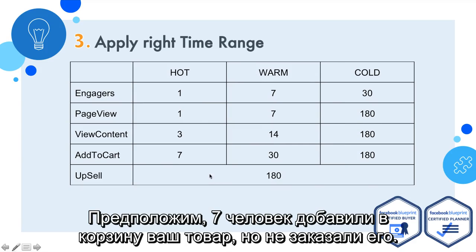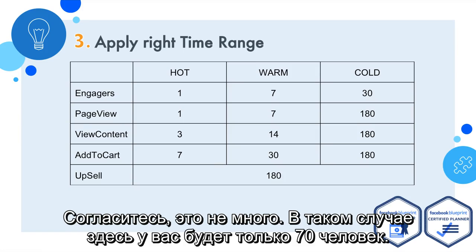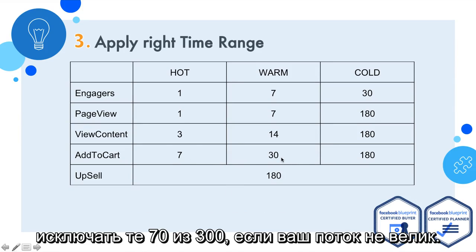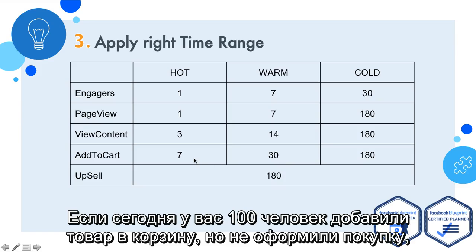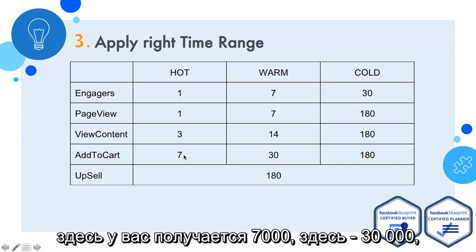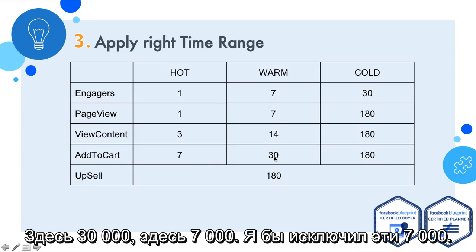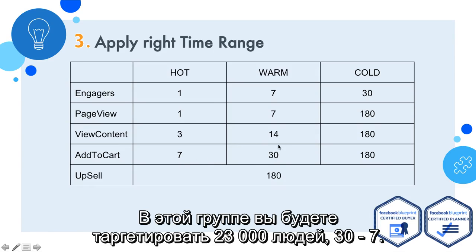So let's imagine that you have 10 people that add to shopping cart and do not purchase. Well, that's not a lot. Then you would only have 70 people here, but this way you would have 300 at least, and you don't want to exclude those 70 from the 300 if you have very low volume. However, if you have 1,000 people that added to the shopping cart today and did not purchase, okay, then you have 7,000. Here you have 30,000. Well, then it makes a lot of sense to attack them differently. Those 30,000 and those 7,000, I would exclude those 7,000 from them to only attack 23,000. Okay, so 30 minus 7.